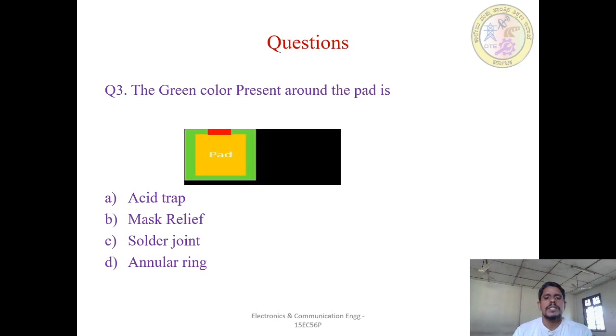The green color present around the pad in this diagram, what is this? I have already explained it in my slide. Acid trap, solder relief, mask relief, solder joint, or annular ring? The answer is B, solder mask relief, this one. You can say mask relief.